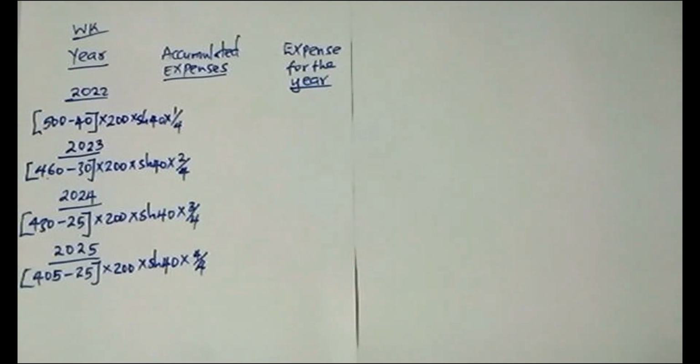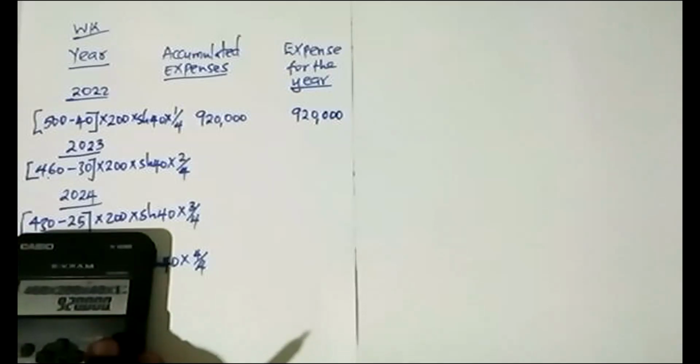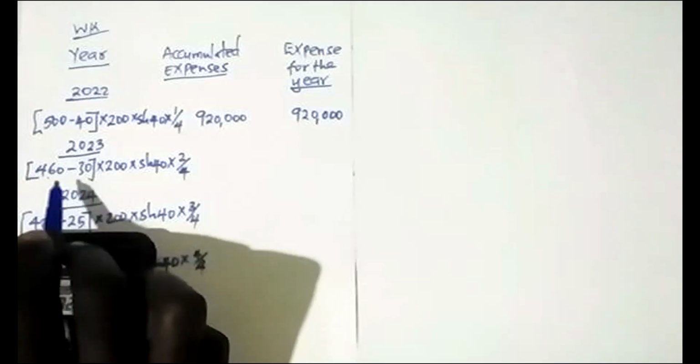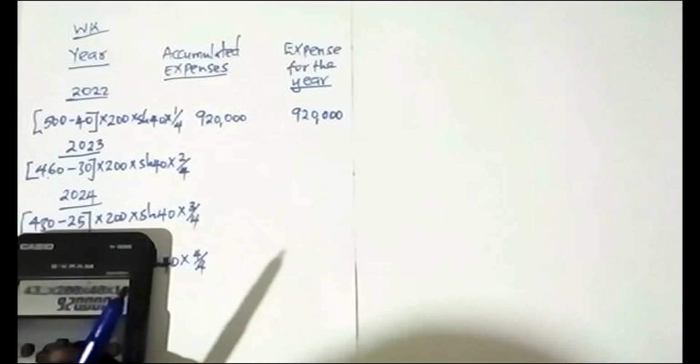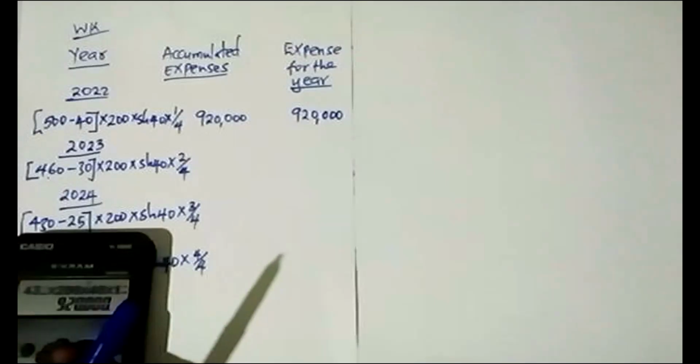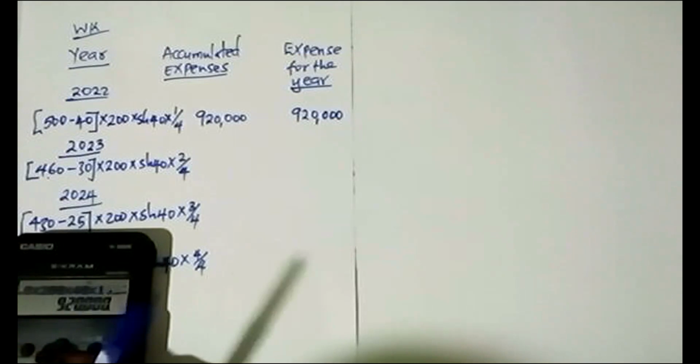So now let us get the relevant computations. For the first year it is 920. So let us do the next year. The number of employees who are here is 430. So 430, we multiply with 200, we multiply with 40, then we multiply with 2 over 4. What are you getting?